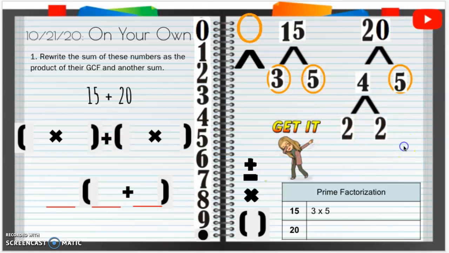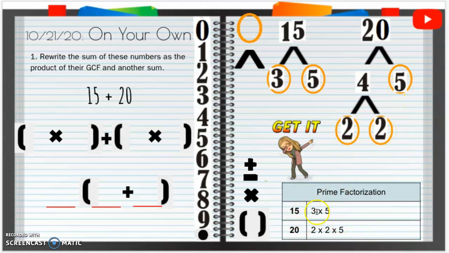All right, so 2 is a prime number because we can't break it down other than 1 and itself. So I'm going to circle that 2, and I'm also going to circle this 2. So our prime factorization of 20 is going to be 2 times 2 times 5. That's in order from least to greatest, all the numbers that are circled.